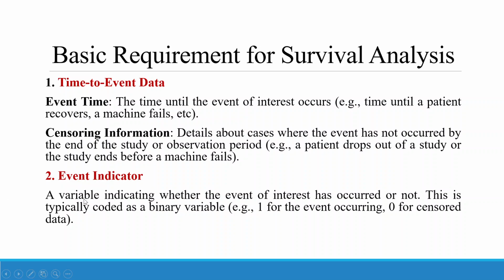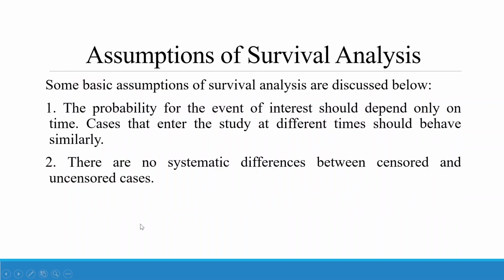Event indicator, a variable indicating whether the event of interest has occurred or not. This is typically coded as a binary variable. Example, if the event occurred, that is a person recovered or death, it is indicated by 1. And if the patient has dropped out, censored, then 0 for censored data.